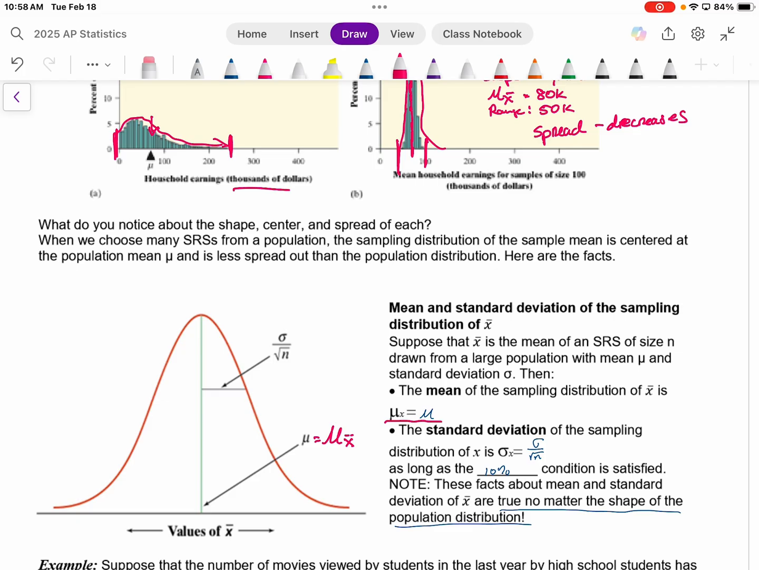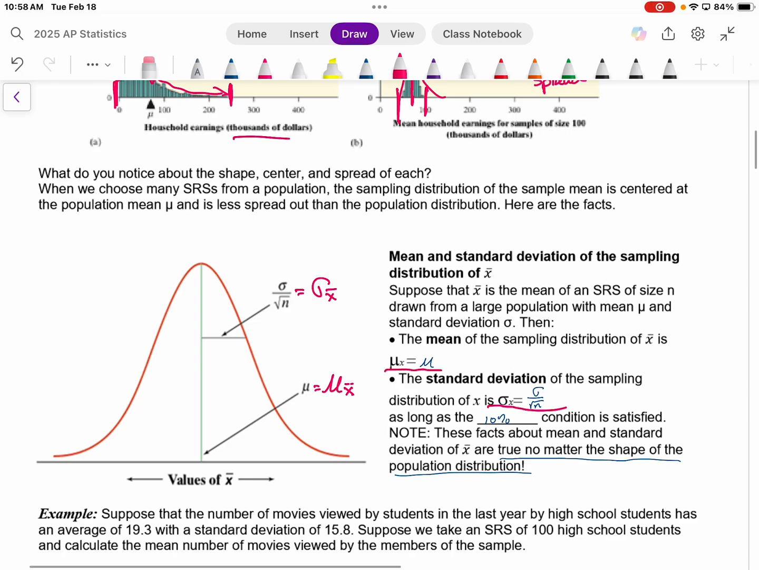The standard deviation of our sampling distribution is equal to that fraction. I have it primed up over here. The standard deviation of X bar is the population standard deviation divided by the square root of the sample size. So not as crazy a fraction as what we saw on the population stuff. Again, we can do that as long as we meet the 10% condition still.